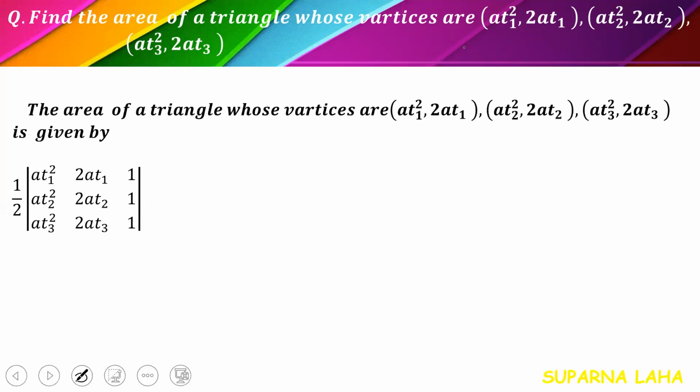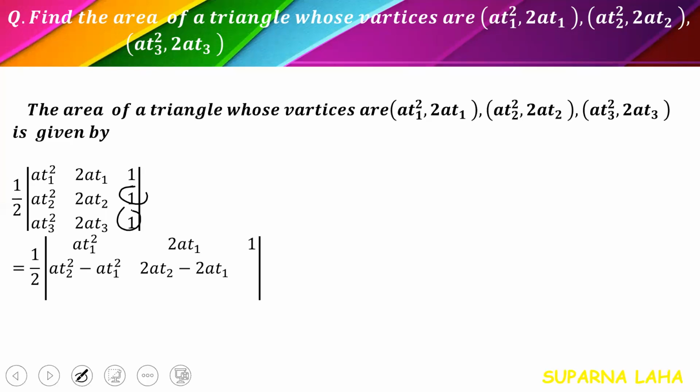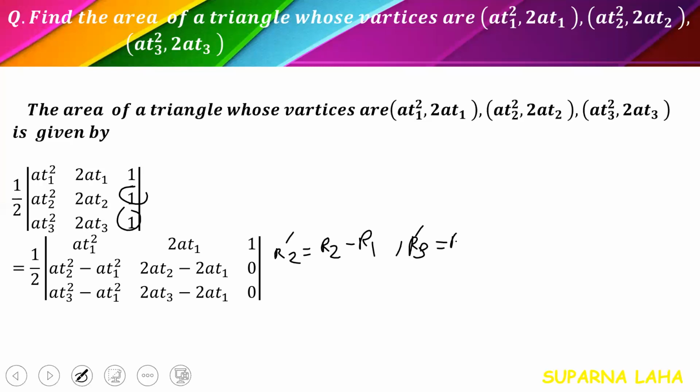Now look at that. You can expand this determinant and find the value, or you can use some row or column operation and then find the value of this determinant. Use whichever is suitable for you. Here I am making this element and this element 0. So half into at1 square, 2at1, 1, and R2 dash is given by R2 minus R1, and R3 dash is given by R3 minus R1.